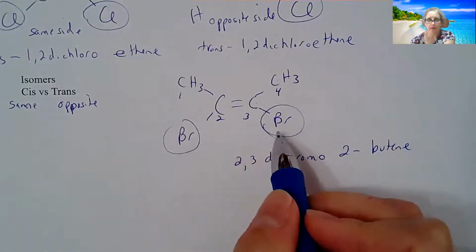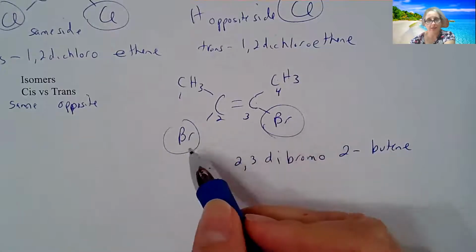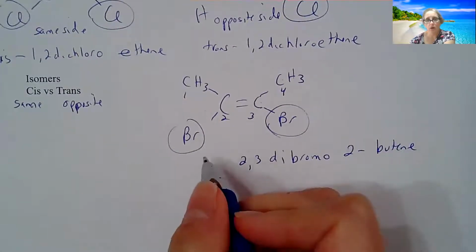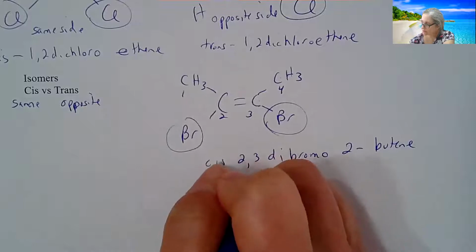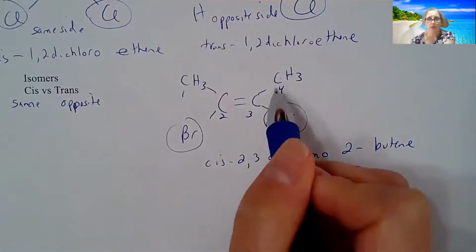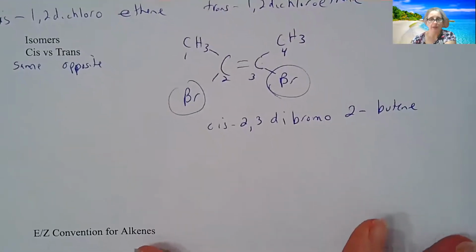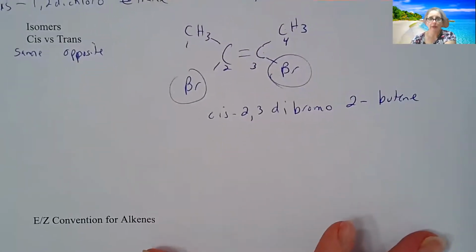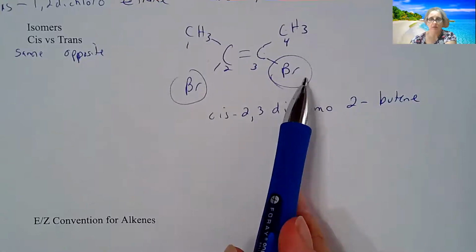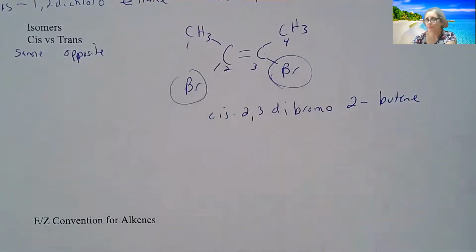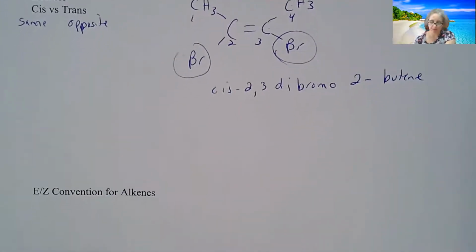But I'm still not done. The bromines are on the same side as each other, so am I going to put cis or trans? I'm going to put cis. If the bromine had to be drawn up here, then you would call it trans. So this works really well for the same substitution across that double bond, either on the same side or on different sides.